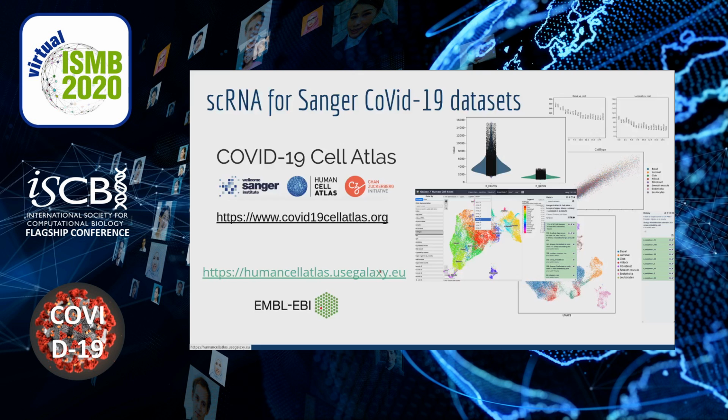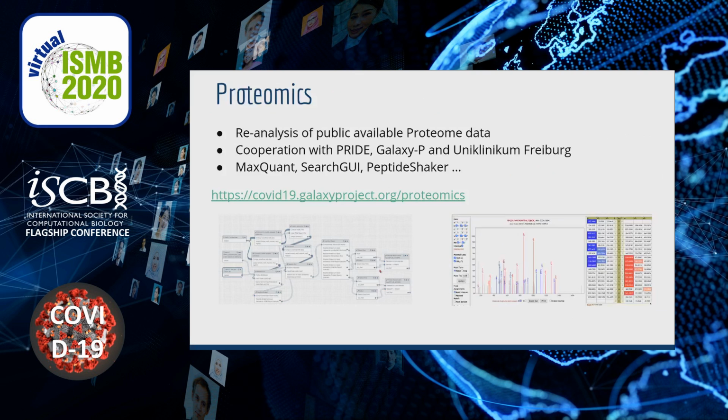One of the projects I would like to mention is a collaboration with EMBL and EBI, and especially with the Human Cell Atlas, that created workflows, tools, and visualizations inside of Galaxy, and especially also to process COVID-19 datasets. So if you have single-cell RNA-seq datasets that you want to process and that you want to compare, for example, against the Sanger COVID-19 datasets, you can use one of these workflows and visualizations to compare your data against one of these public resources.